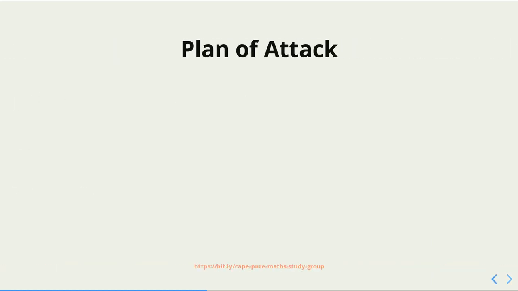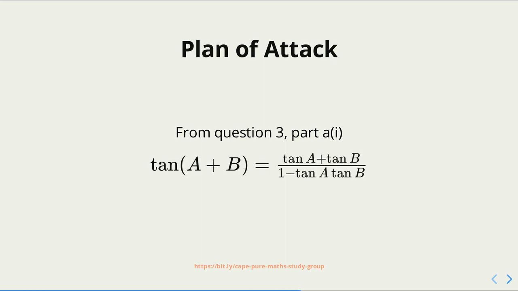So what's the plan of attack? Well, from question 3, part A, part 1, we know that tan of A plus B is equal to tan of A plus tan of B over 1 minus tan A tan B. So by finding the values of tan A and tan B, we will be able to calculate the value of tan of A plus B.